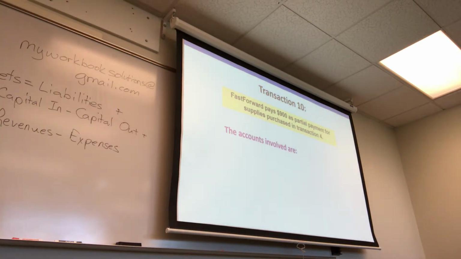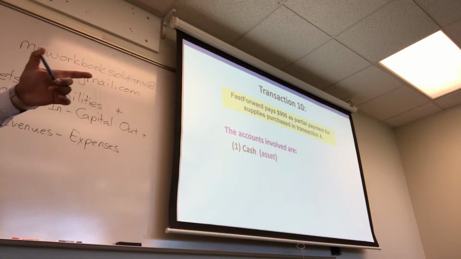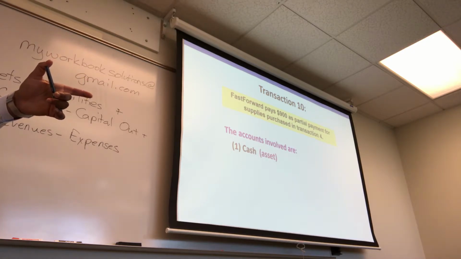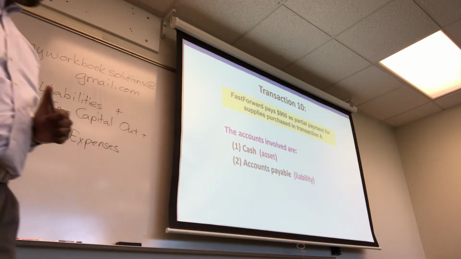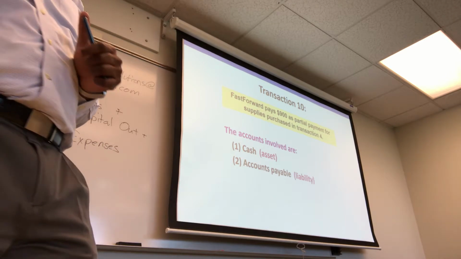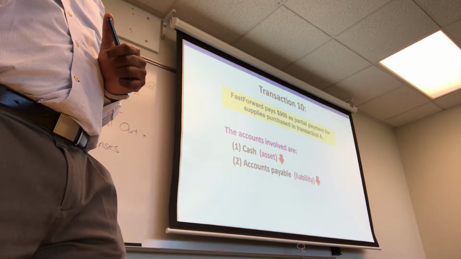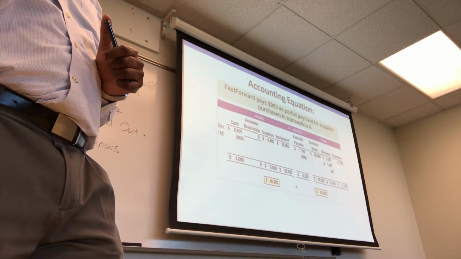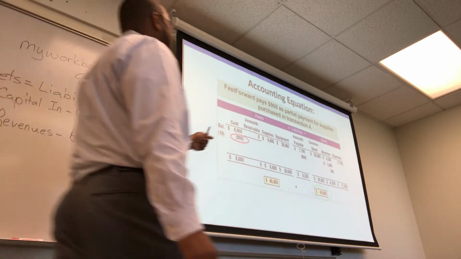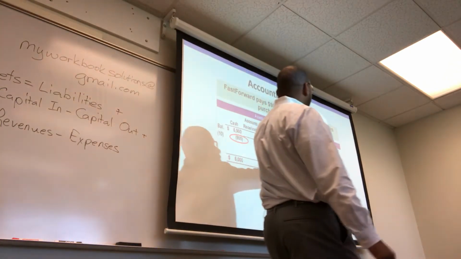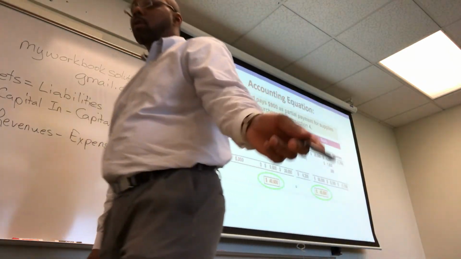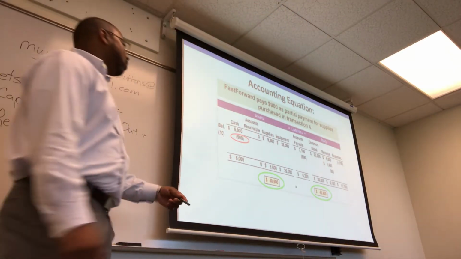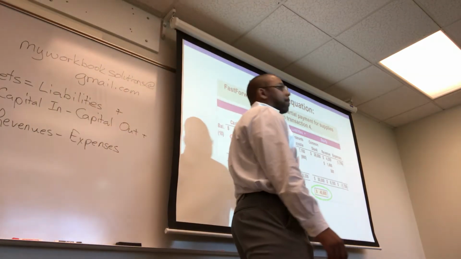So when you pay a part of the bill, we're going to decrease the cash, and we're going to decrease our accounts payable. I said increase. It'll look like this. And decrease our cash, and decrease our accounts payable. Now we don't owe $7,100. We owe $6,200.